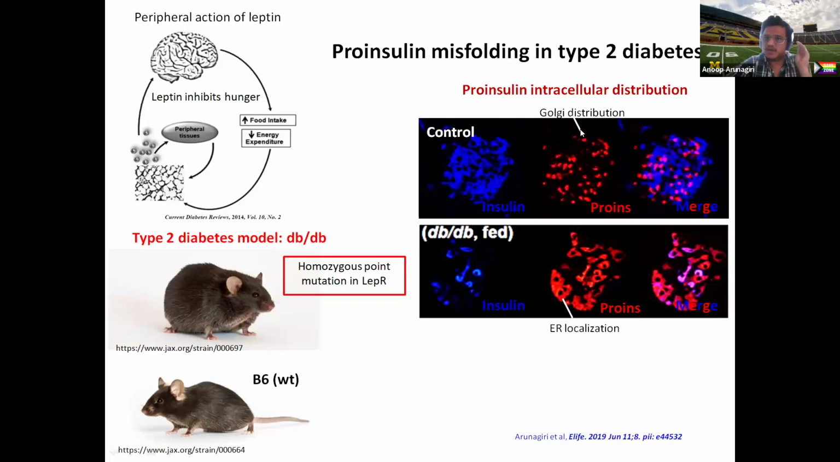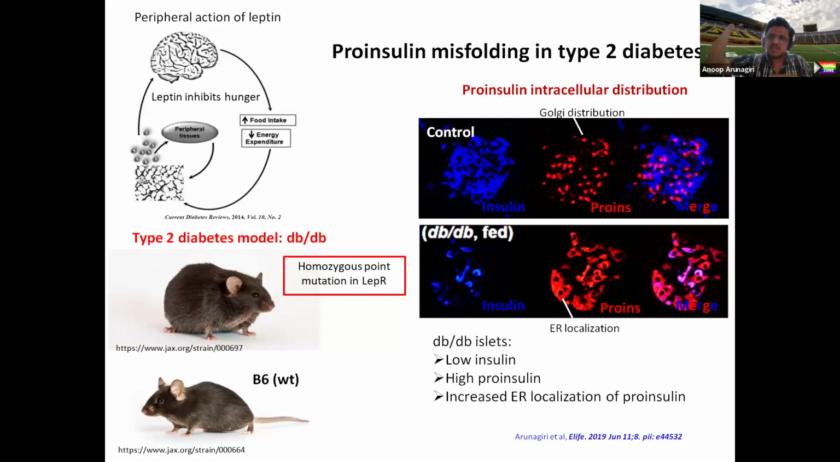One other feature is the localization of proinsulin. While in the control it goes mostly to the Golgi, which means it has crossed the ER, in the db/db most of the proinsulin is located in the ER. This is something we just saw with the PERK inhibitor. We also saw it with Akita. And in those cases, we saw those disulfide aggregates. So we were wondering if type 2 diabetes also shows that.